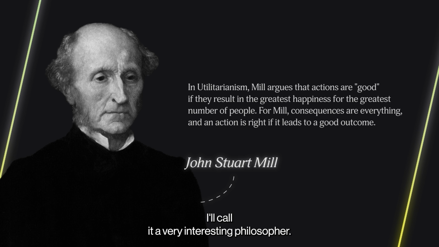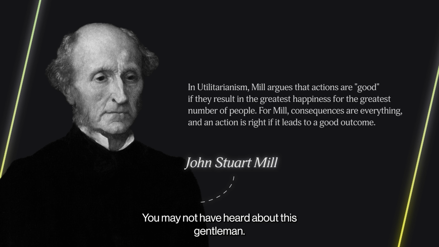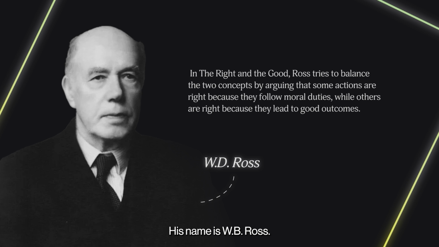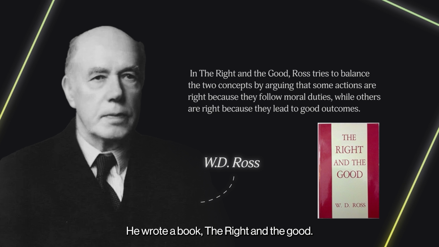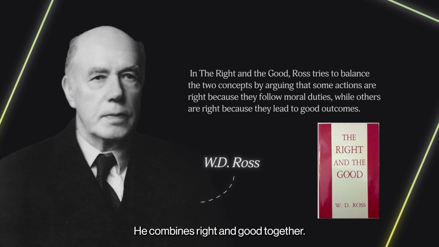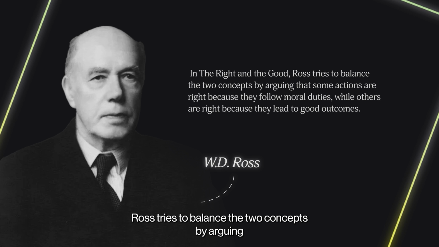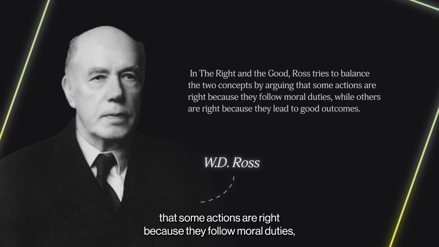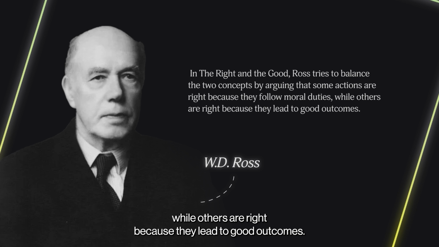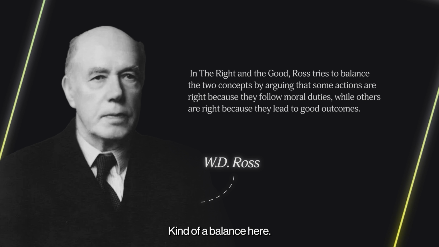Towards the end, I'll call on a very interesting philosopher. A lot of you may not have heard about this gentleman. His name is W.D. Ross. He wrote a book, The Right and the Good. Interesting. He combines right and the good together. Ross tries to balance the two concepts by arguing that some actions are right because they follow moral duties, while others are right because they lead to good outcomes. So, kind of a balance here.